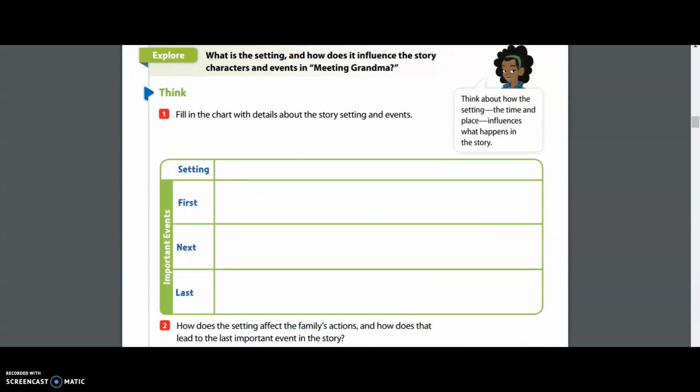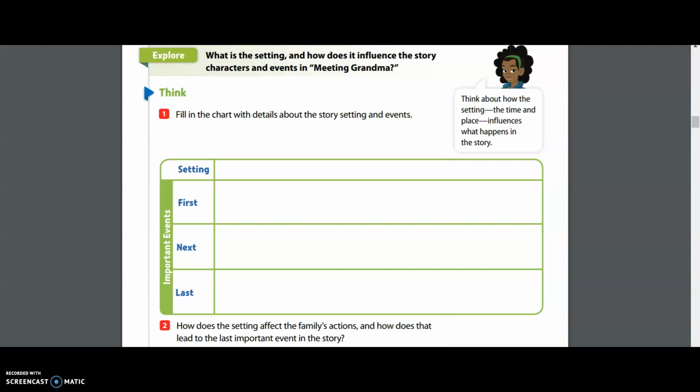And go ahead and flip over to the next page. This is a graphic organizer similar to the one that you all utilized yesterday. But now we're going to break it down with not only our setting, but also the different events that happen in our story and when they take place.